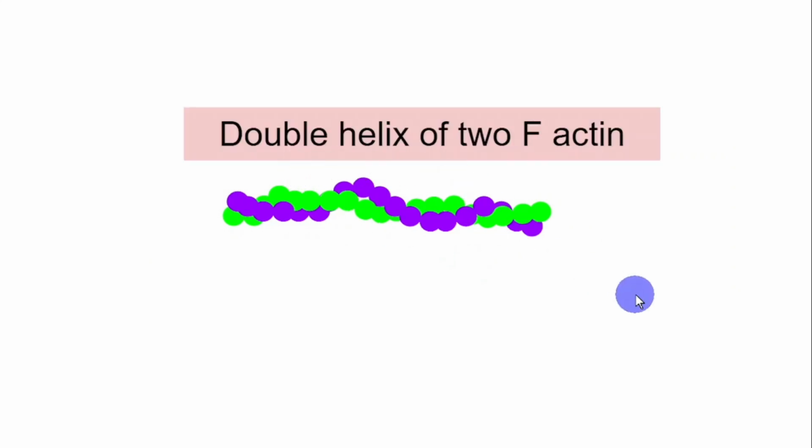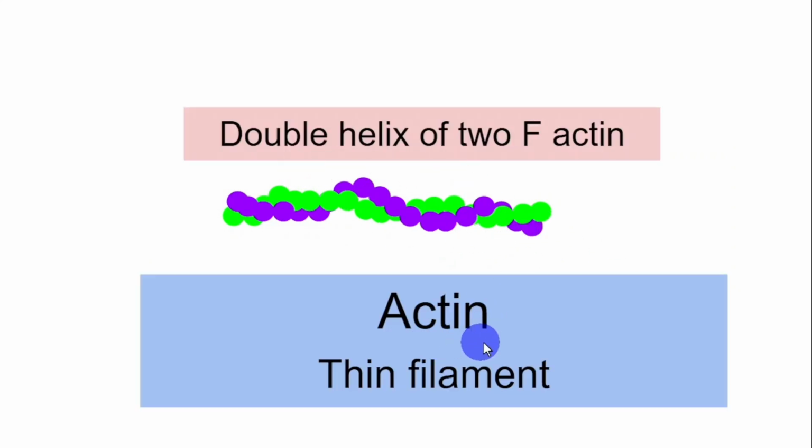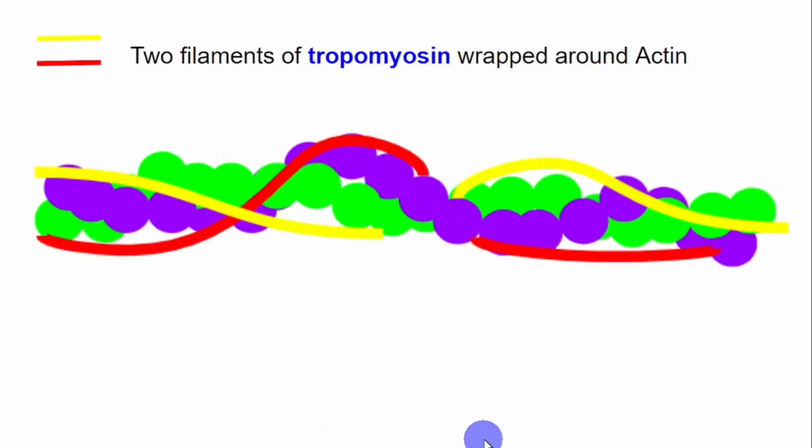And then you will have another filament. They are wrapped around to form a double helix, and this becomes the actin thin filament. Actin filaments are also associated with tropomyosin. You can see these two strands that are wrapped around actin. These are tropomyosin.